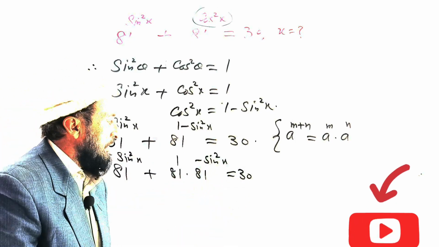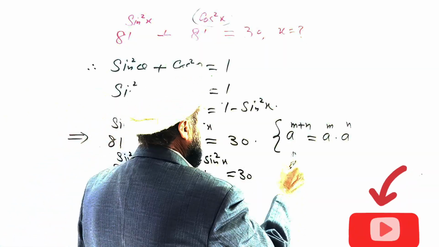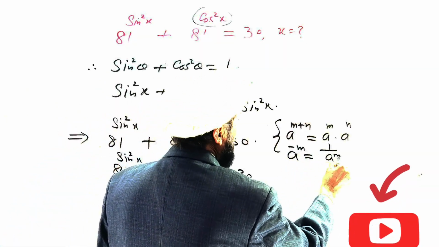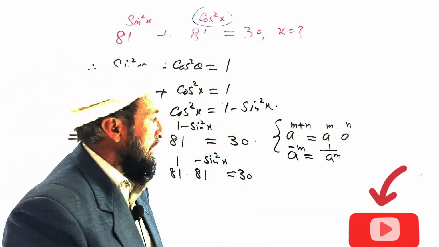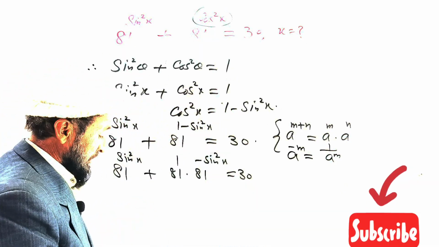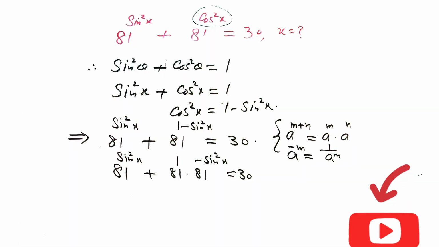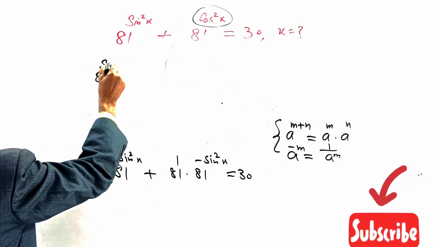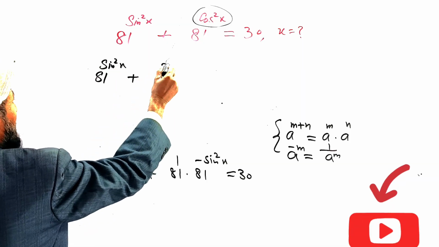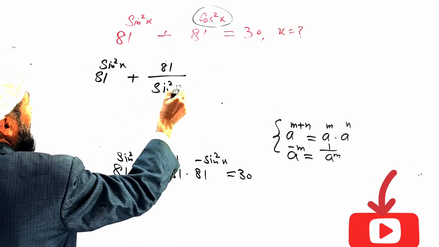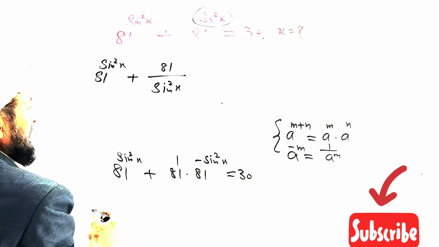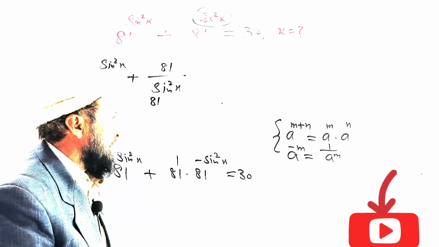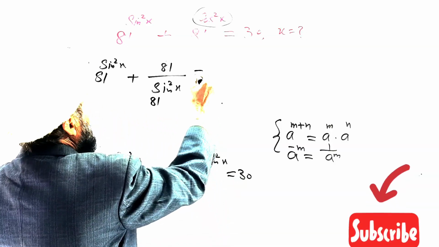Now the power of sin is negative, so we change it according to the property of the negative power of an exponent: a to the power minus m is equal to 1 divided by a to the power m. According to this property we can change this result. So we get 81 to the power sin square x plus 81 divided by 81 to the power sin square x, which is now positive, is equal to 30.